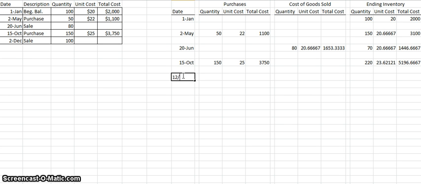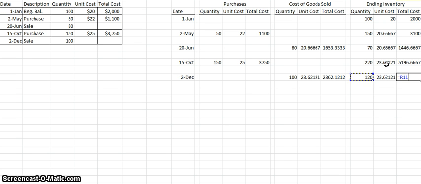So on December the 2nd, when we have a sale again of 100 units, we're going to take that sale, and the unit cost, again, is this new average. So we're going to multiply it out by the 100, and that's the amount of our cost of goods sold for that sale. And again, we don't have 220, we sold 100, so we're left with 120 units. The average cost is still the same because we haven't purchased any more.